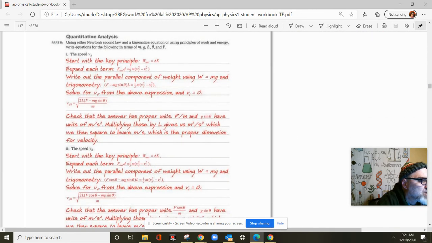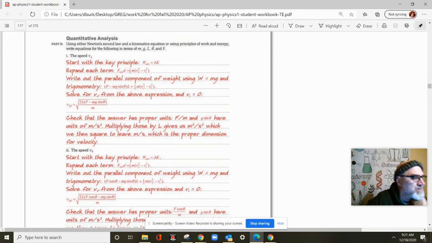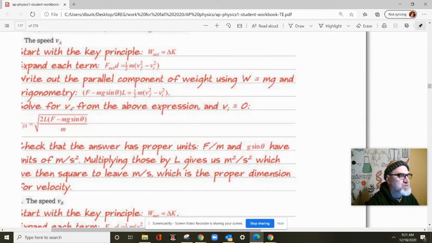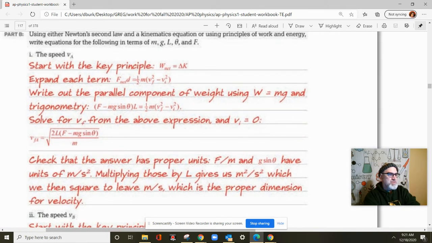All right, using equations, let's do it with equations now. So the key principle is net work equals the change in kinetic energy. So the net work is equal to the net force times distance. The kinetic energy is equal to 1/2 the change in the square of the velocity. So the net force is equal to the pushing force up the ramp, but you have to subtract the component of the weight from that.